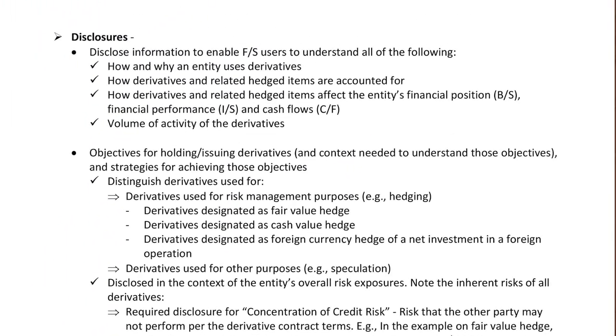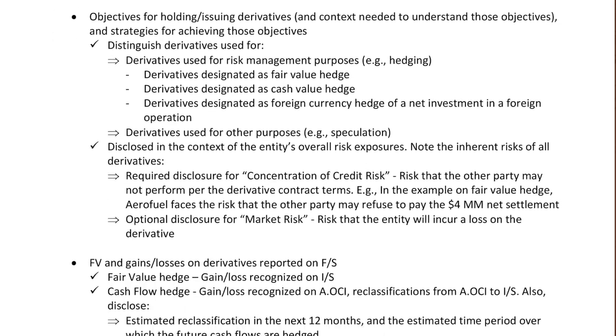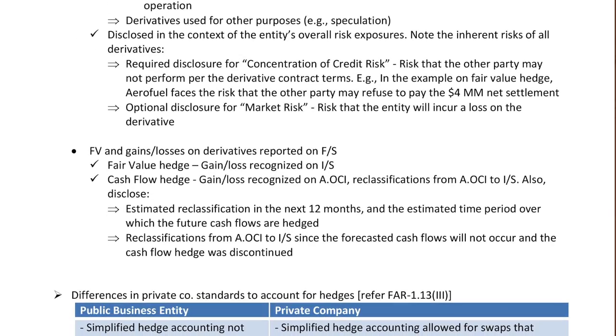On page 19, we have the disclosure requirements for derivatives. The first sub-bullet talks about the information which enables financial statement users to understand key information about those derivatives. The second sub-bullet talks about disclosures of the objectives for holding or issuing derivatives and strategies for achieving those objectives. Few lines below, we have disclosure regarding inherent risks of derivatives.